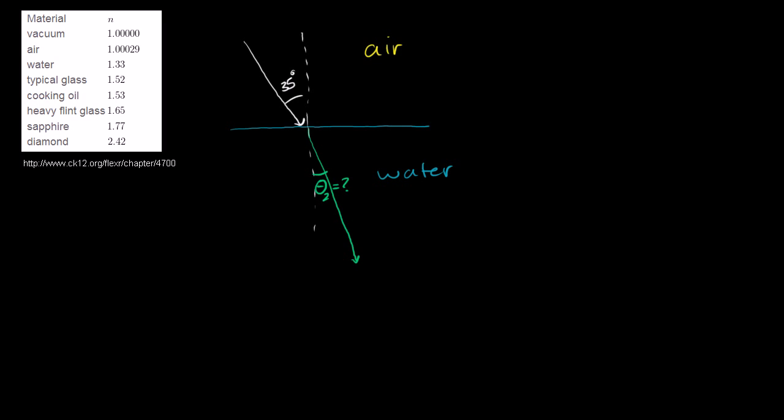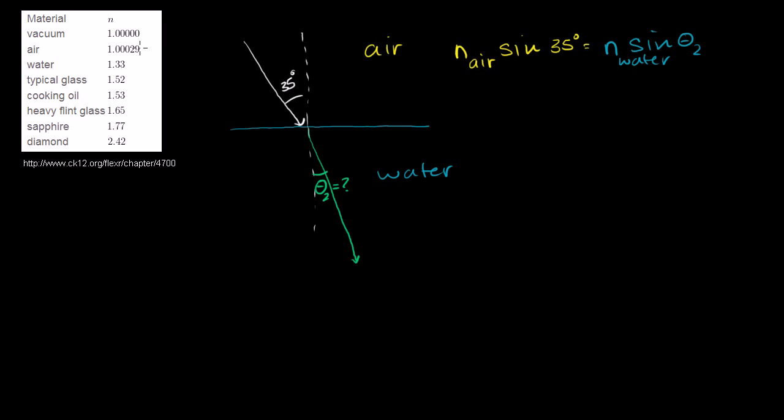And that just tells us that the refraction index for the first medium, so that is air, times the sine of the incident angle, in this case 35 degrees, is going to be equal to the refraction index for water times the sine of this angle right over here, the sine of theta 2. And we know what the refraction index for air and for water is, and then we just have to solve for theta 2. So let's just do that.